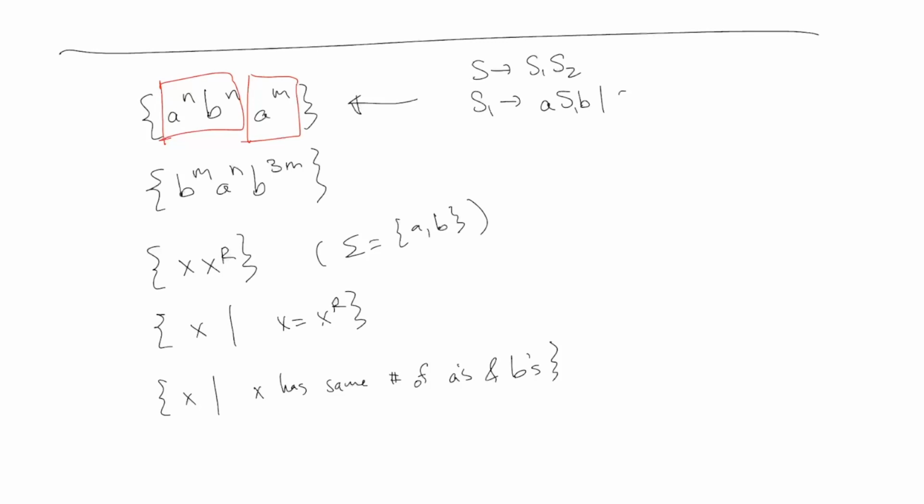S1 goes to A S1 B, or epsilon. So that makes equal numbers of A's and B's. All right, so that's the thing in the first box there. And then A to the M, I just need something else for the S2 that just makes a bunch of A's, and the simplest way to do that is like this. S2 goes to A S2, or epsilon.